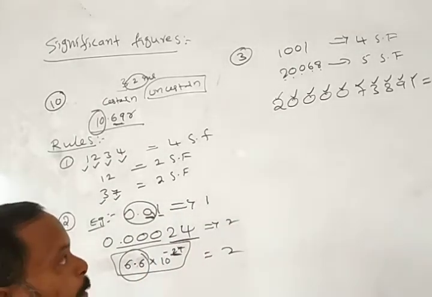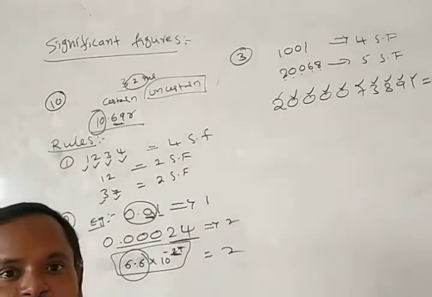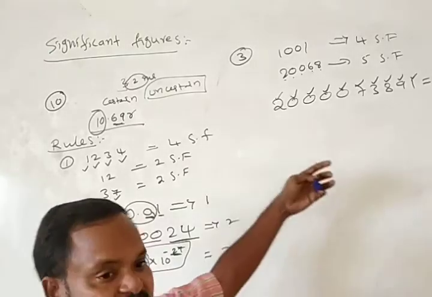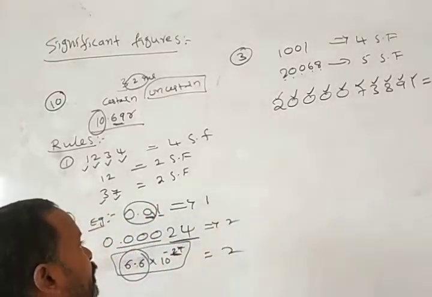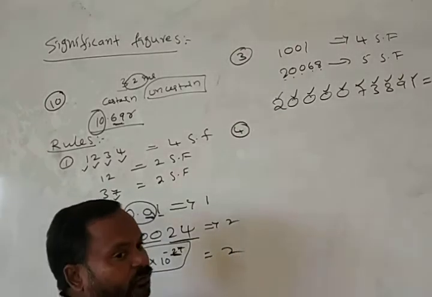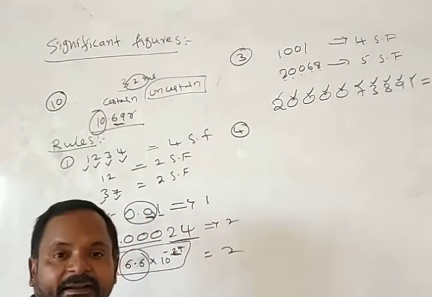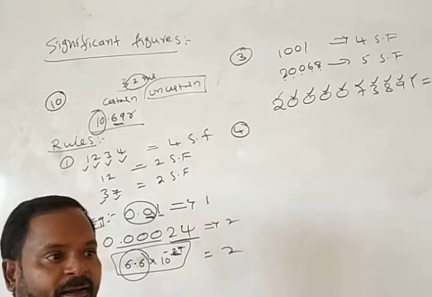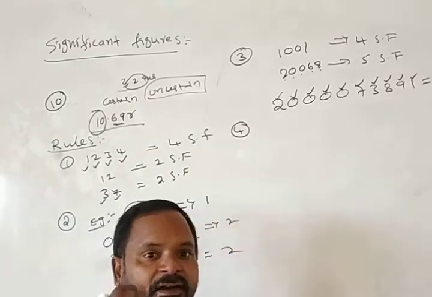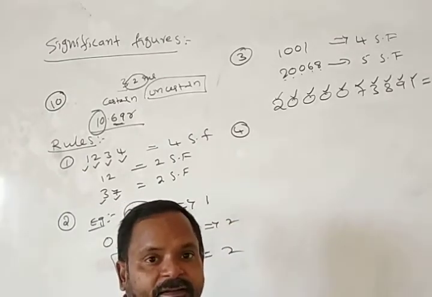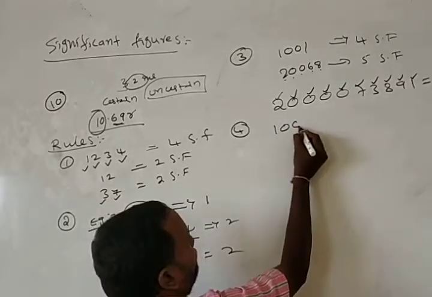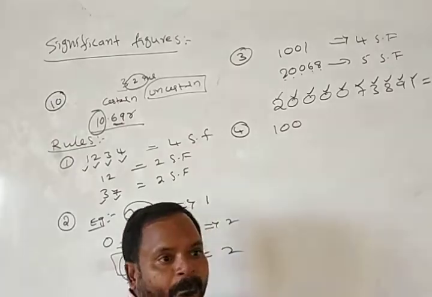If zeros are present between non-zero digits, those are significant. This is the third rule. Then in continuation, we will see the fourth rule. If zeros are present after the non-zero digits, they are significant. Suppose 100. Here 100 is there.